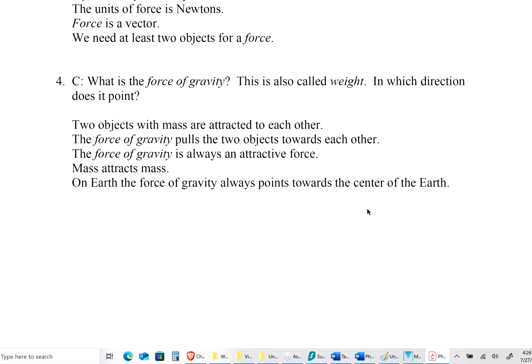Question number 4. What is the force of gravity? This is also called weight. In which direction does it point? 2 objects with mass are attracted to each other. The force of gravity pulls the 2 objects towards each other. The force of gravity is always an attractive force. Mass attracts mass. So if we're near the surface of the Earth, the force of gravity always points towards the center of the Earth.